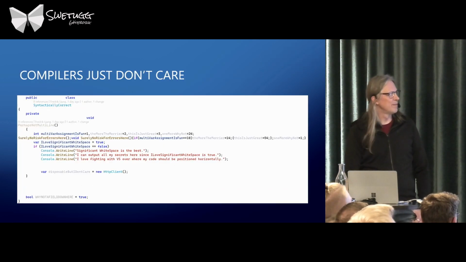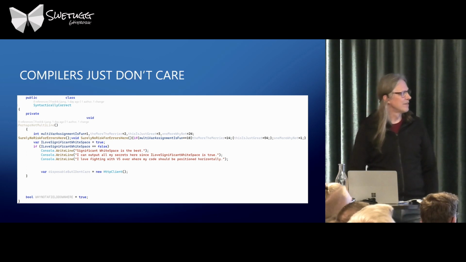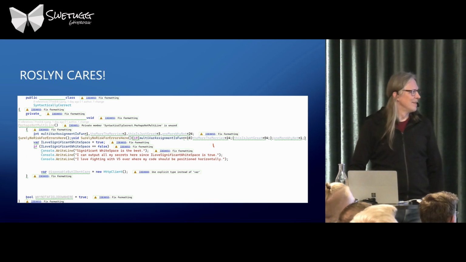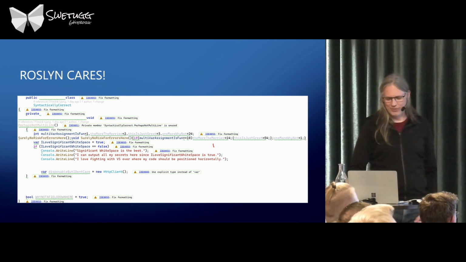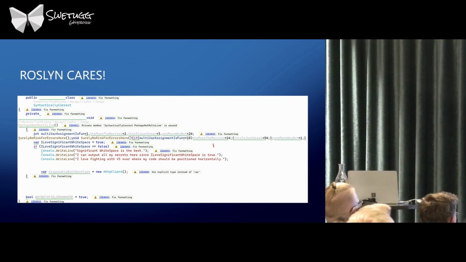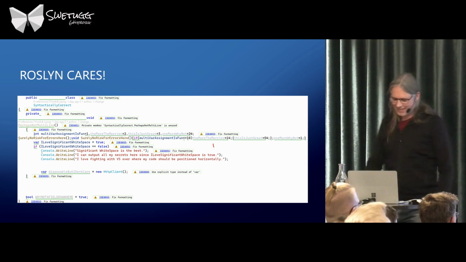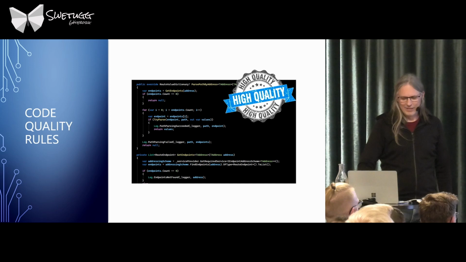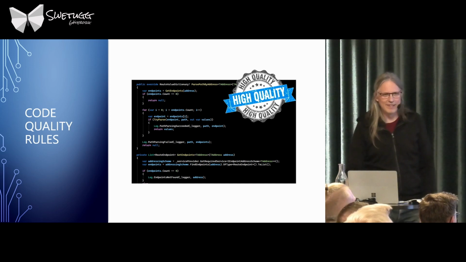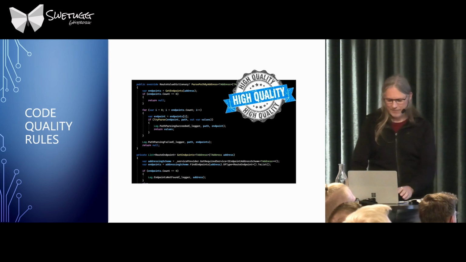So this image again, compilers just don't care. Turns out Roslyn does care. There's a lot of structural errors here, but there's also some like they're not disposing. So we'll start looking at the code quality rules that are included.